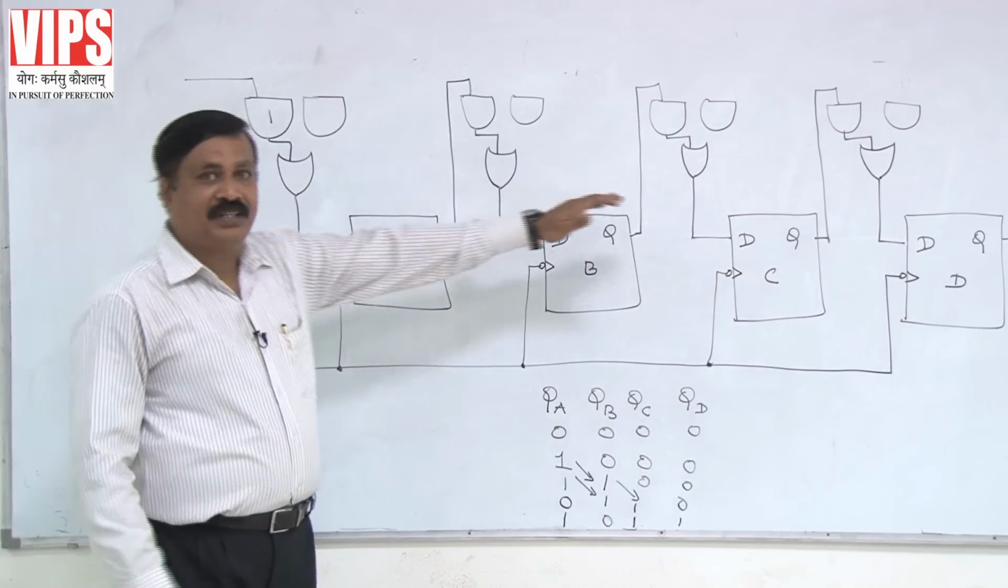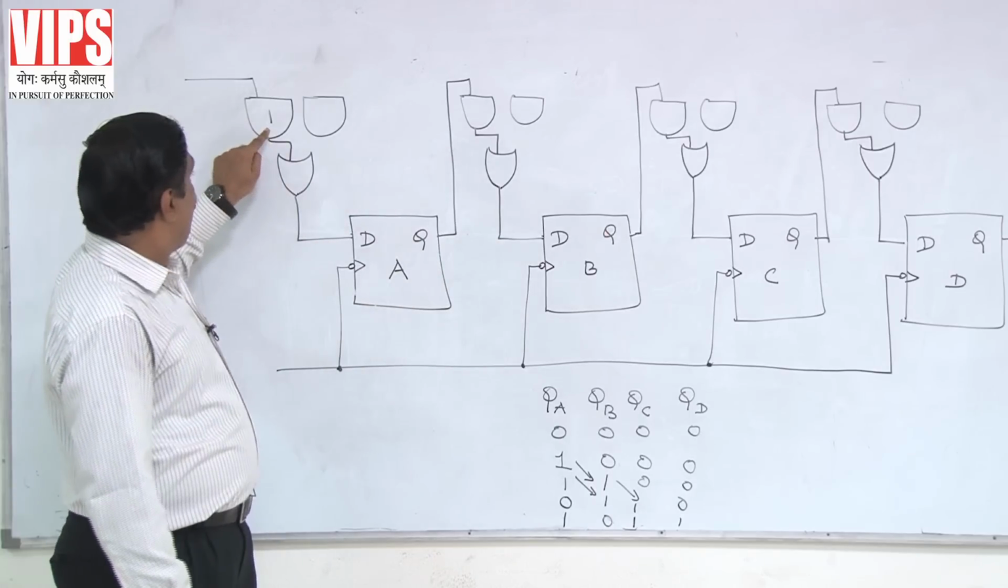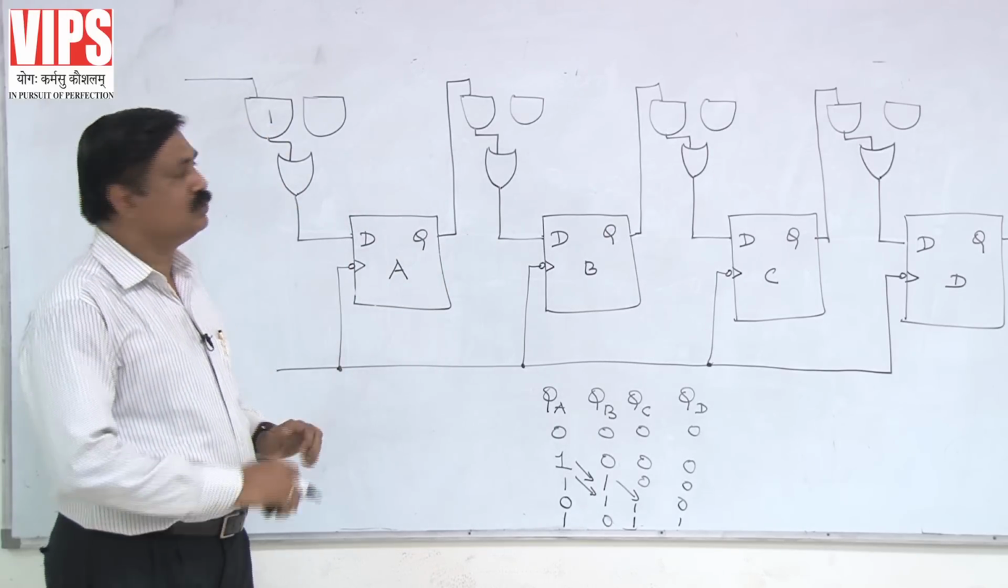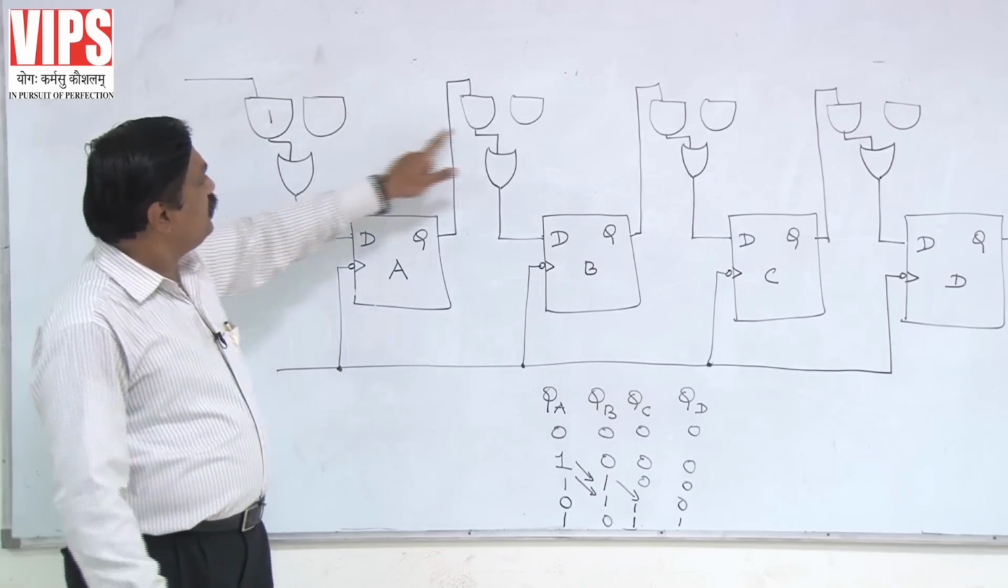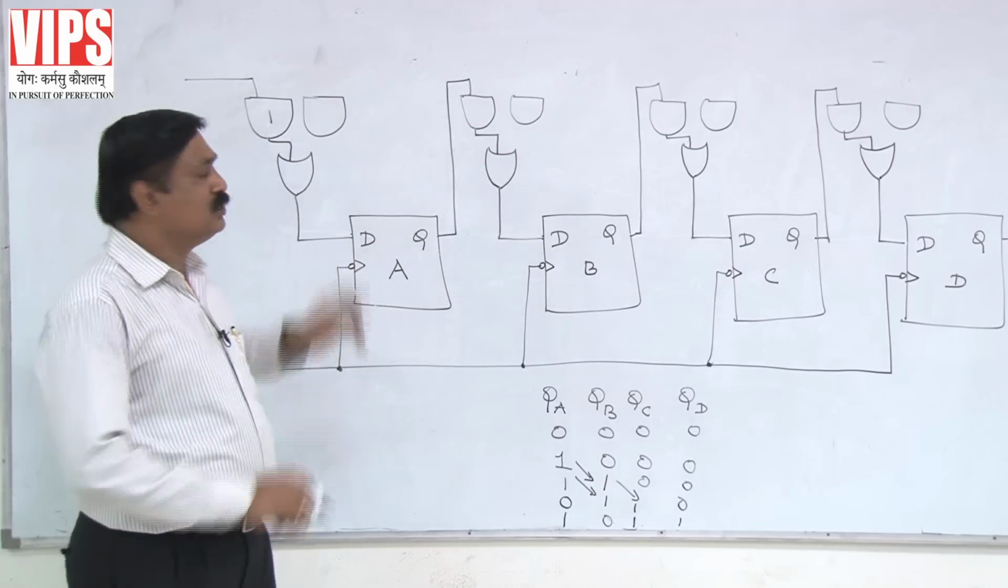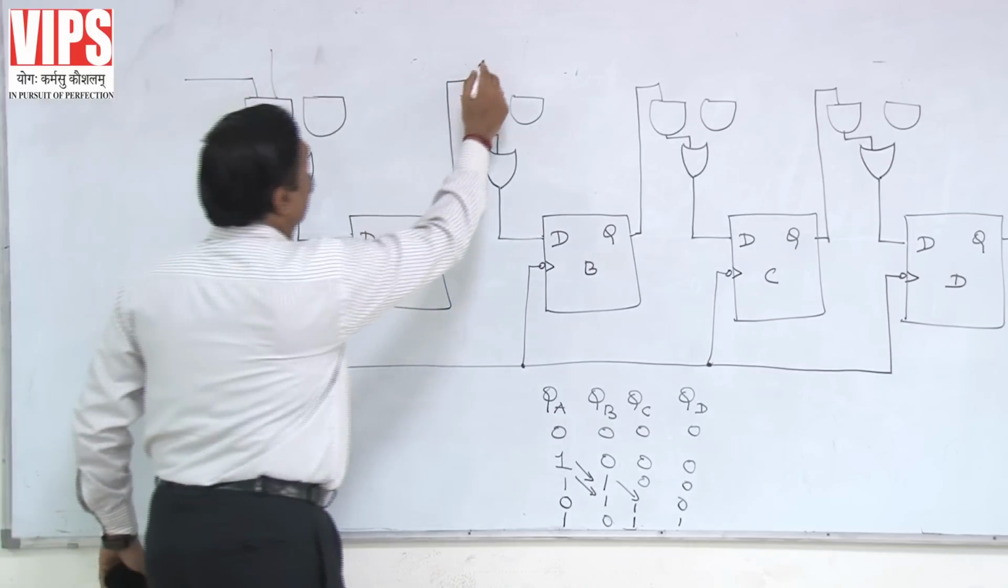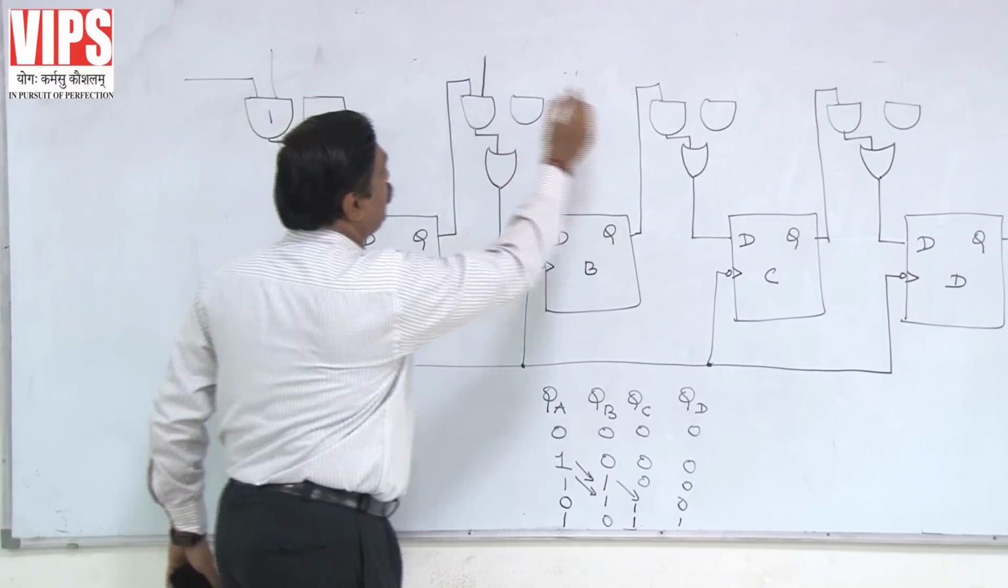I have not completed the diagram. See, as you know, an AND gate has 2 inputs. All the AND gates now have only 1 input. Therefore, you connect one common terminal.